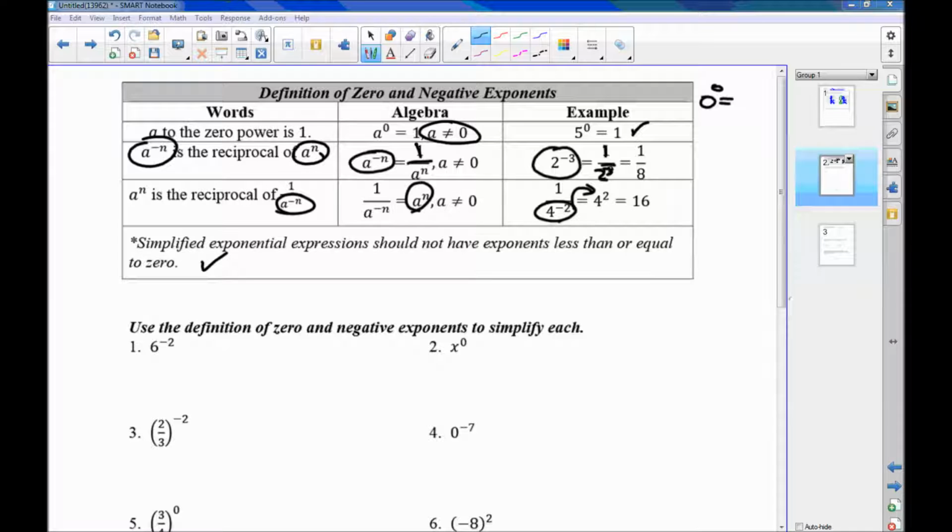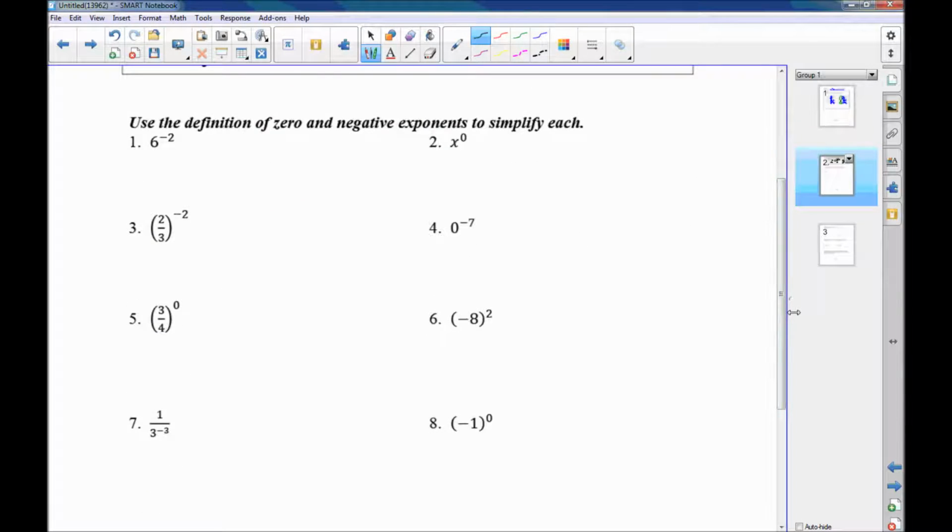All right, so use the definitions of 0 and negative exponents to simplify each. So 6 to the negative 2 power. This is really 1 over 6 squared. We changed the place of the base from the numerator of this fraction to the denominator, and then we change its exponent from negative to positive.